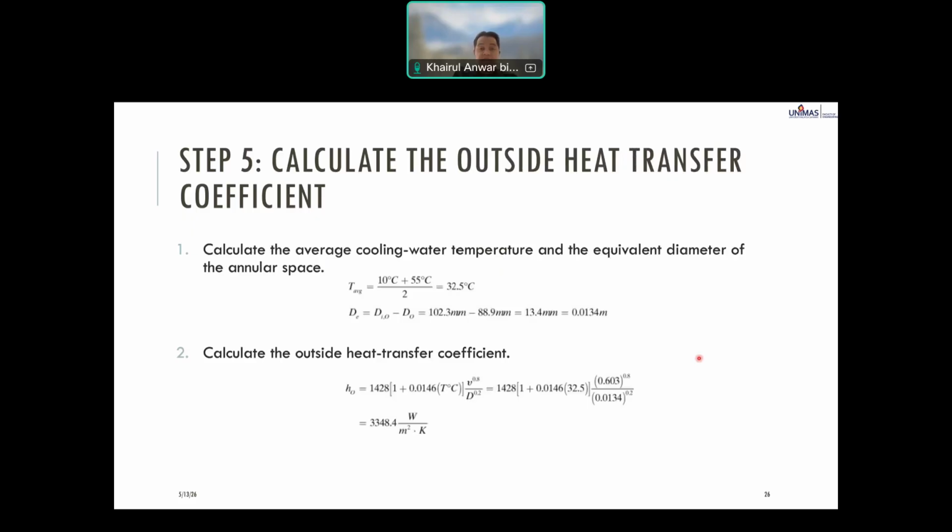Next is to calculate the average cooling water temperature and the equivalent diameter of the annular space. This is for the cooling water, the average is 32.5. So DE is 102 minus 88.9, this is for the annulus diameter. Calculate the heat transfer coefficient: use this equation to calculate the HO, or outside heat transfer coefficient.